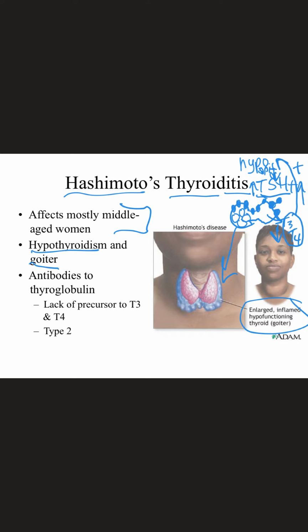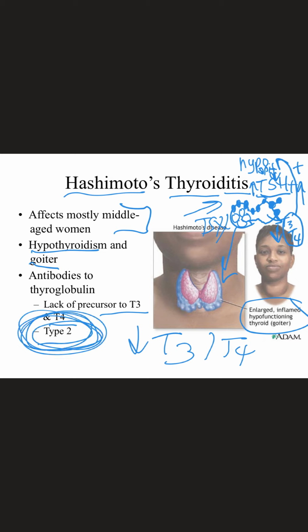And in Hashimoto's thyroiditis, this is a lack of a precursor to T3 and T4, which means that we get inadequate release of T3 and T4, and then that feedback loop that I just mentioned, where TSH levels are really high because the body is trying to do what it's supposed to do and increase those levels of T4. This is a type 2 hypersensitivity. Remember your type 2 hypersensitivities, that's your antibody-dependent cellular cytotoxicity, whereby any cell that is covered in antibody is tagged for destruction.